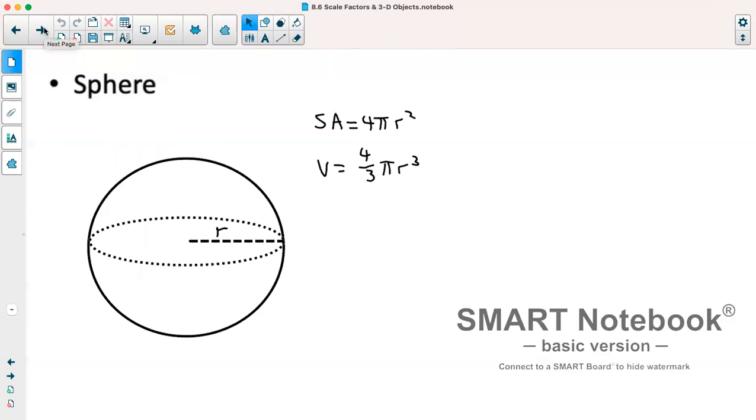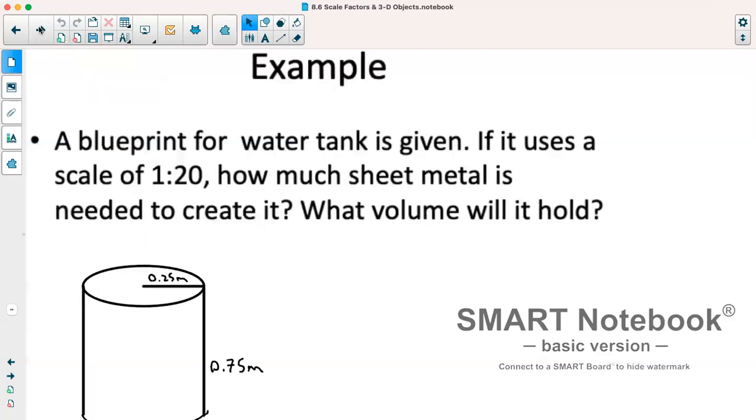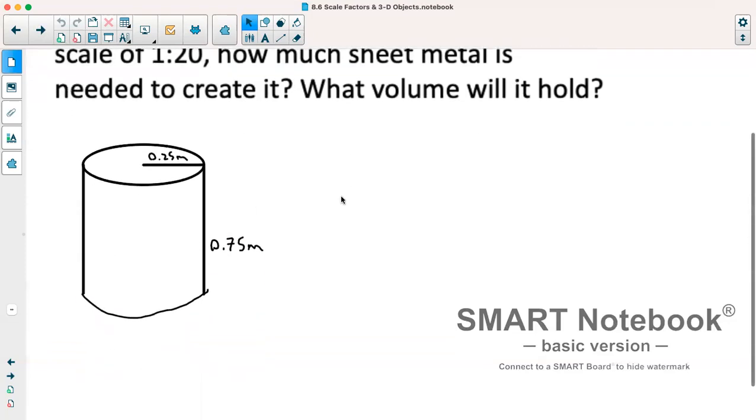Okay, so next we will look at utilizing some scale factors with some examples. Okay, a blueprint for a water tank is given. If it uses a scale of 1 to 20, how much sheet metal is needed to create it, and what volume will it hold? So this is for measurements from our blueprint. So this is our old radius. We're using a scale 1 to 20.